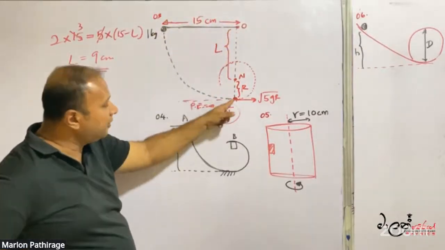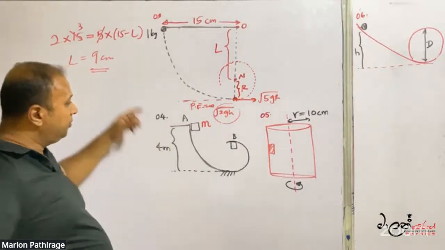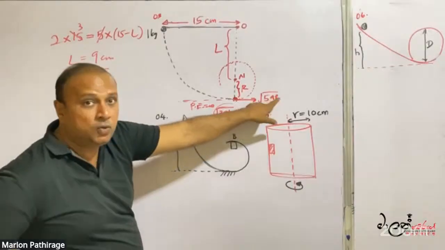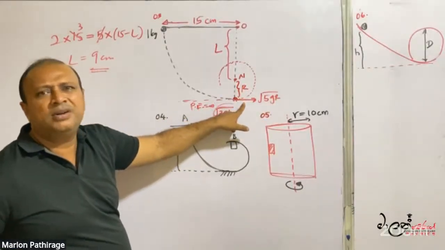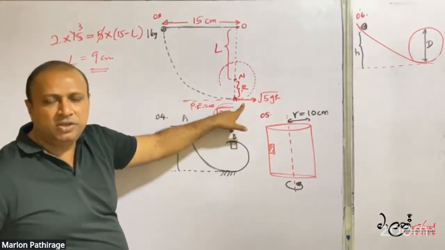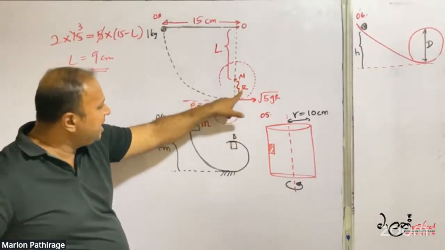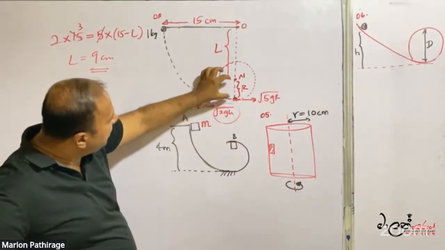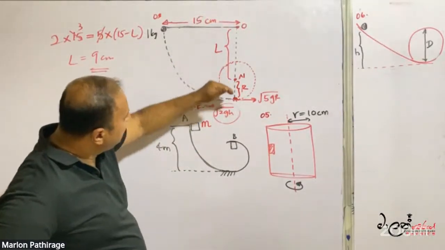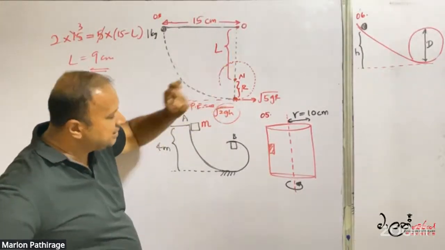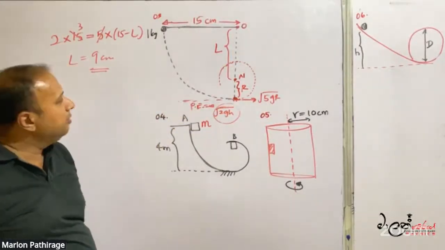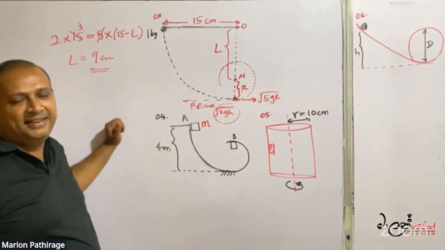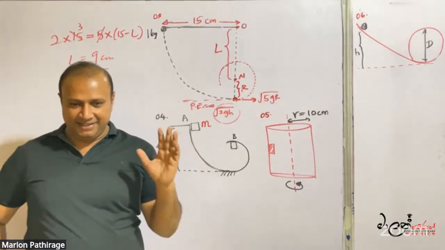So this is the full length of the string. Therefore, 2 into 15 centimeter is equal to 5 into r. You don't need to consider r because you are asked to determine L. Therefore, L is equal to 15 minus r. The full length is 15. If you subtract r from 15, you get 15 minus r. Is that clear?